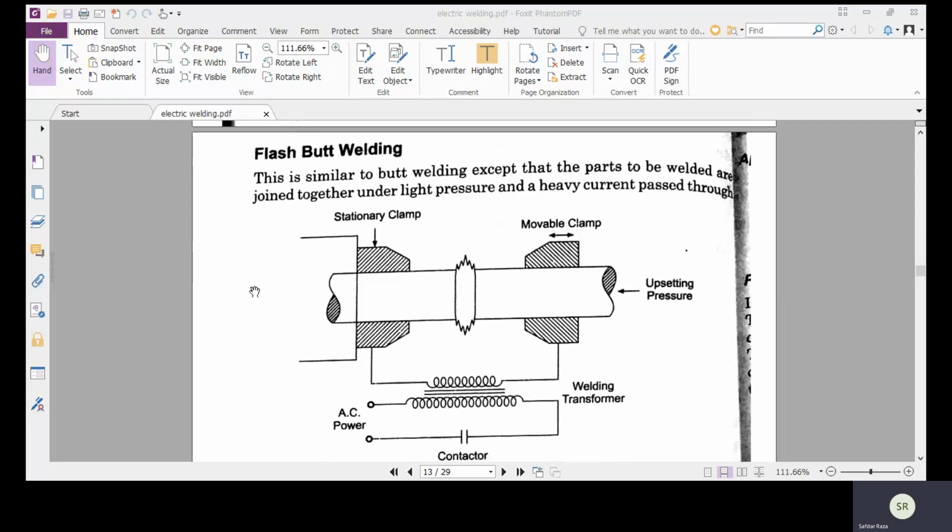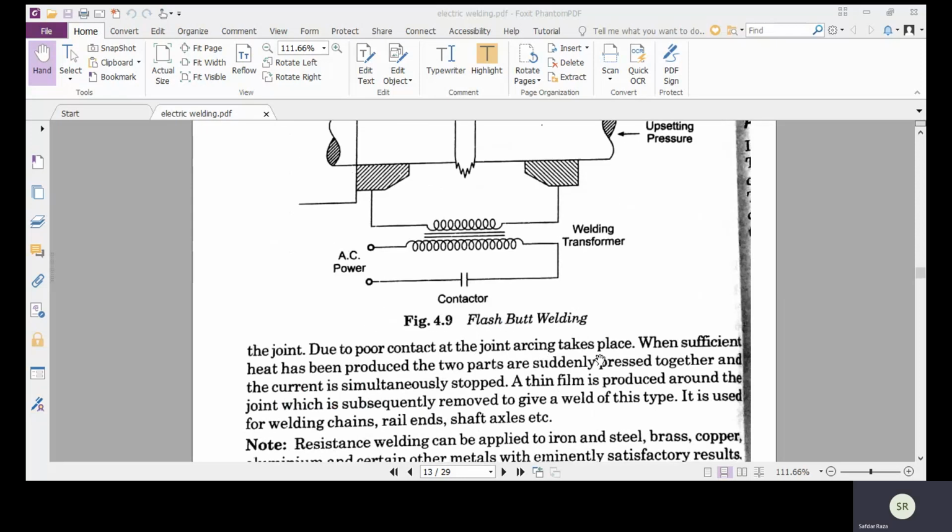It is similar to butt welding, but the basic difference is that here the joints are welded together under light pressure and a heavy current passes through them, and an arc is formed between the two points. Due to poor contact at the joint, arcing takes place. When sufficient heat has been produced, the two parts are suddenly pressed together and the current is simultaneously stopped. A thin film is produced around the joint, which is subsequently removed to give a weld of this type. It is used for welding chains, rail ends, shaft axles.